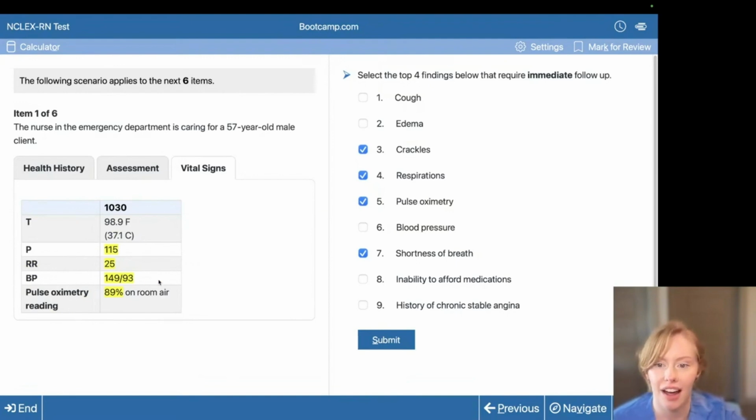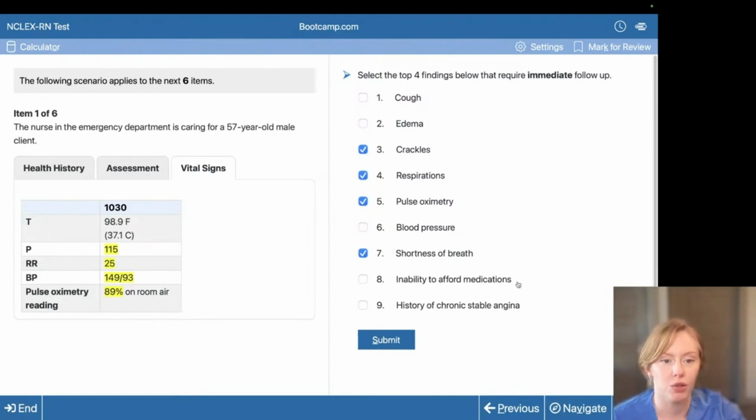So it's not high enough for me to be too concerned. If he had warning signs of dangerously high blood pressure, like headache or blurred vision, then I might be worried. But he doesn't. Don't read too much into it. We only have a high blood pressure. And so that's not more concerning to me than these respiratory findings.